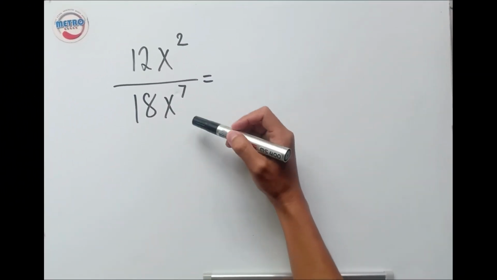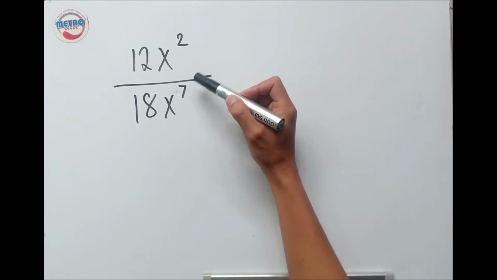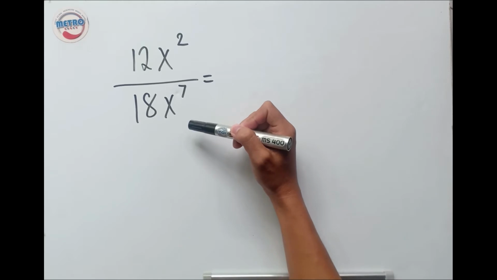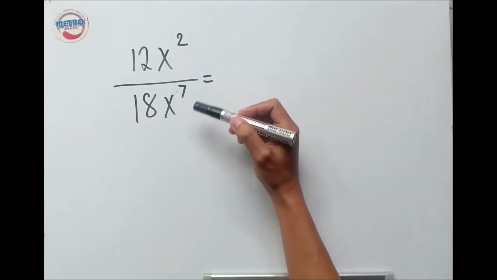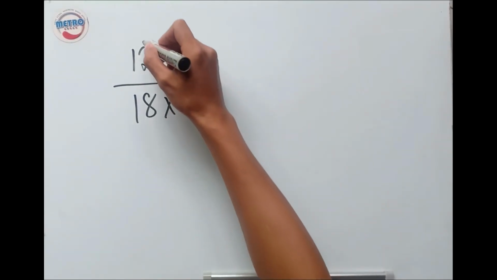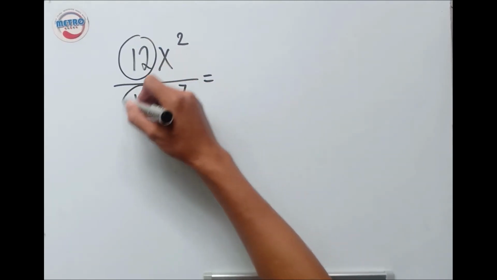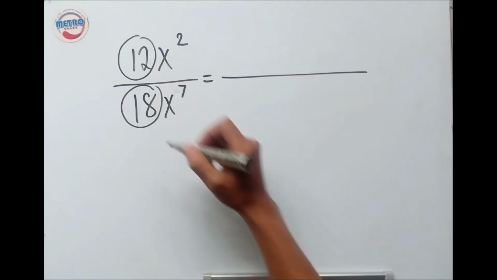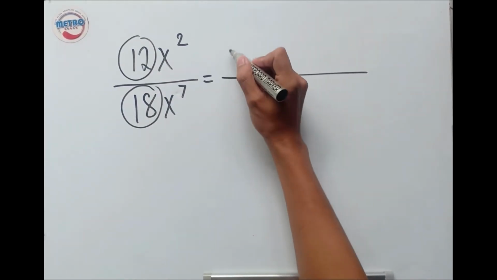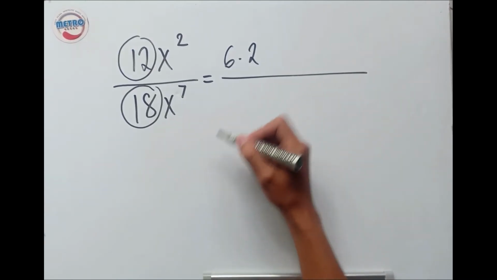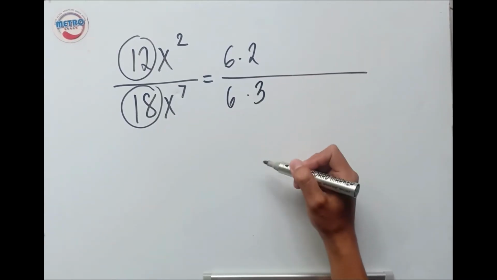Now, let's have this example. 12x squared over 18x raised to 7. If you notice, this example includes variables. But still, the process will be the same. Let us focus first on the given numbers, 12 and 18. What are the factors of 12? We could have 6 times 2. For 18, we could have 6 times 3.